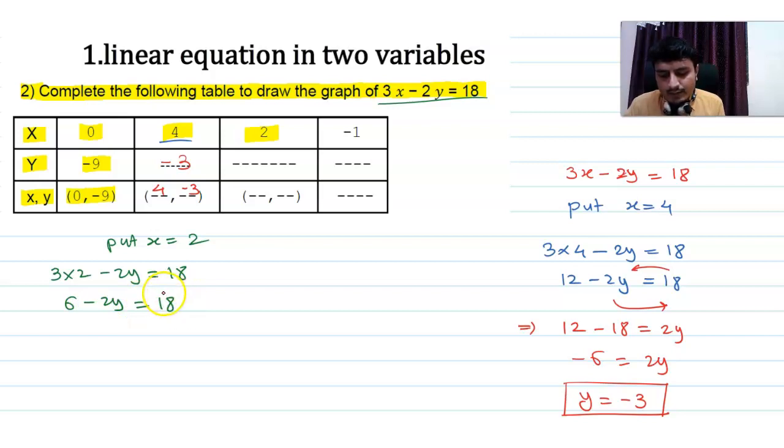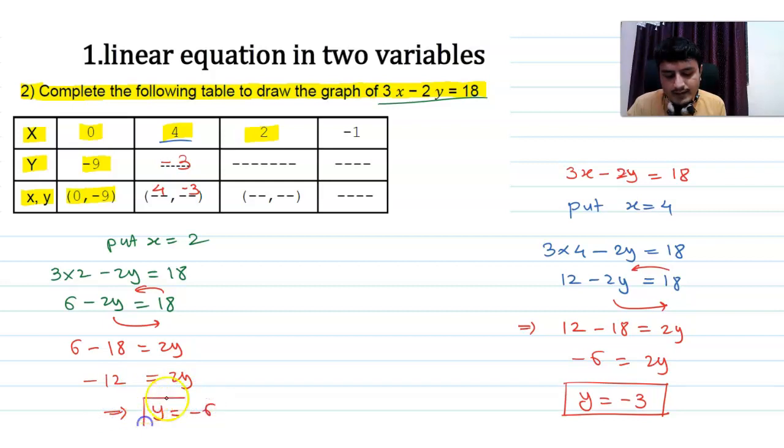Now shift that 18 from RHS to LHS and simultaneously minus 2y from LHS to RHS. We are getting 6 minus 18 equals 2y. 6 minus 18 becomes minus 12, which equals 2y. Now divide both sides by 2, we are getting the value of y is minus 6. So once x is 2, the value of y is minus 6. So the coordinate x comma y is 2 comma minus 6.